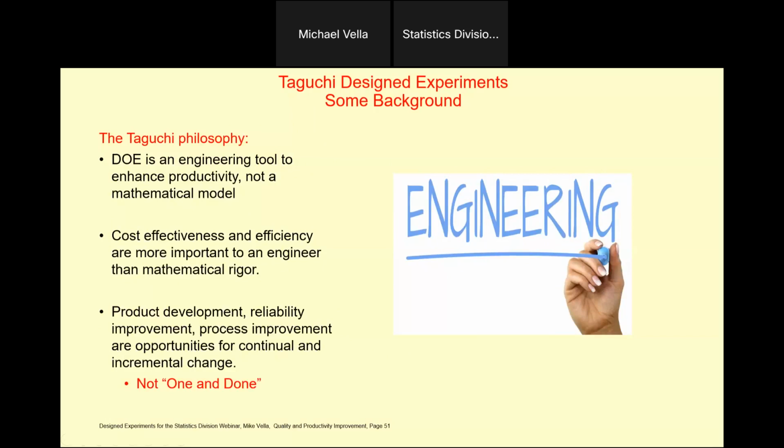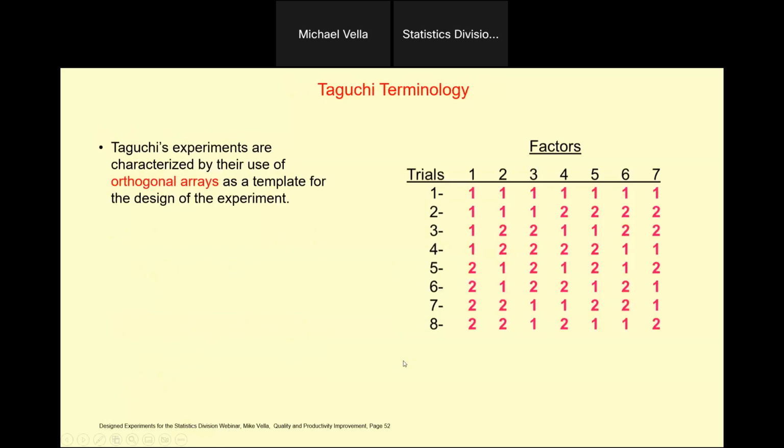Product development and reliability improvement and process improvement are opportunities for continual and incremental change. It's not a one and done process. The idea is to continue to do these designed experiments, fine tuning and honing the process. So it's not just once they do it and complete.